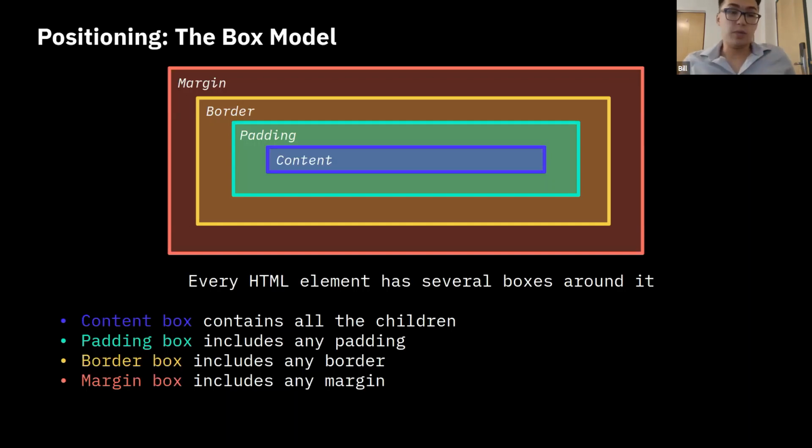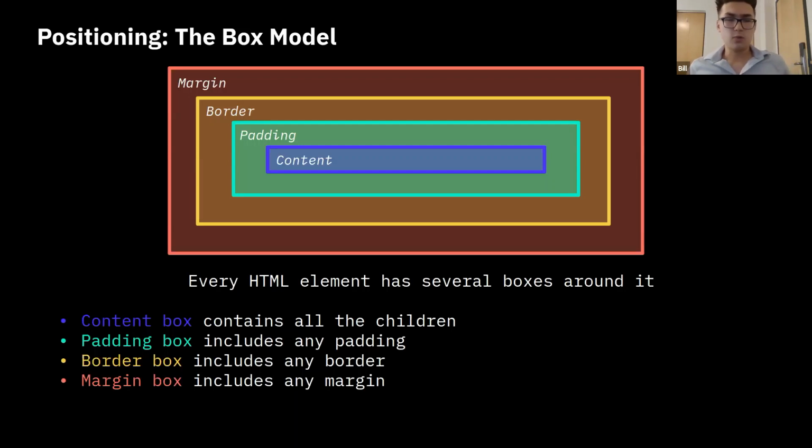So speaking of block elements, all the block elements are going to follow this box model. Basically, every HTML element has several different boxes around it. And this looks a little bit confusing, but don't really worry. It gets pretty simple once you learn what each box is really doing.